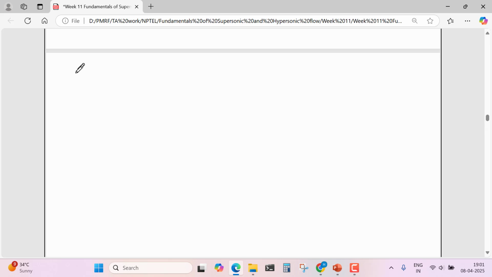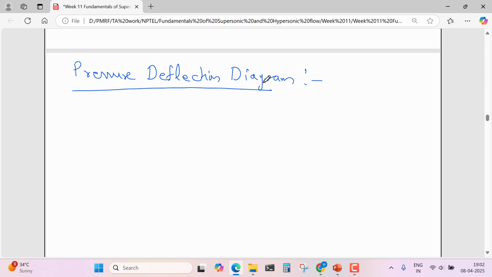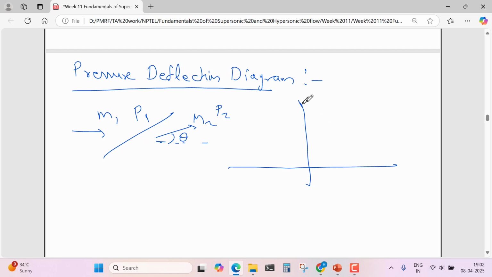One thing now we will see is the pressure deflection diagram. Let's say there is one oblique shock, there is a Mach number M1, and it will become M2, and this flow is deflected by an angle theta. Here the pressure was P1 and here the pressure was P2. Let's say pressure P1, for Mach number M1, we need a P-theta diagram.